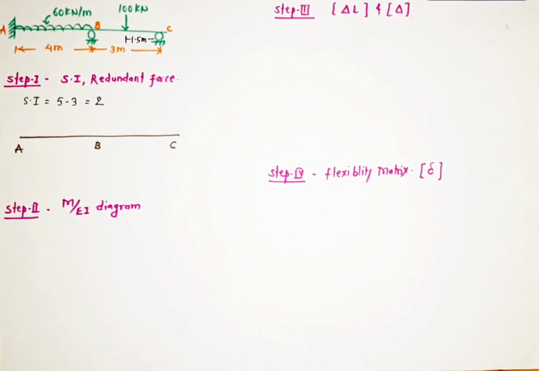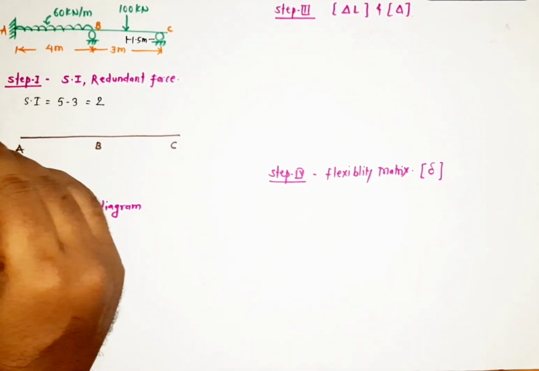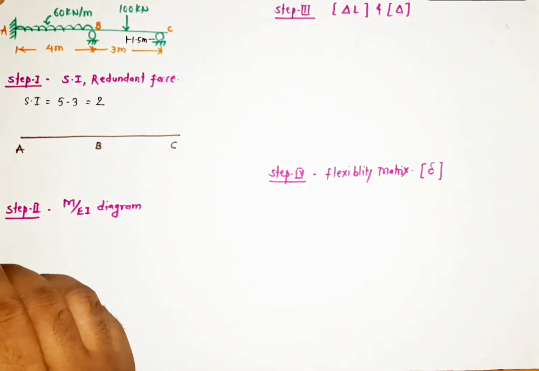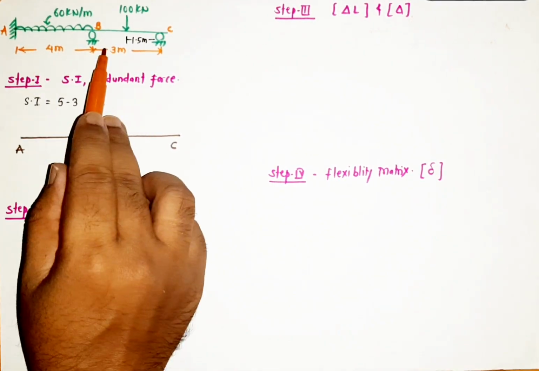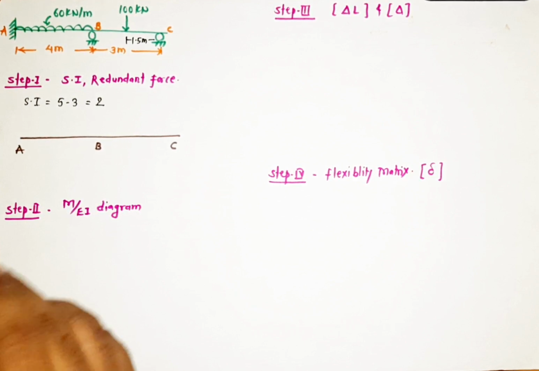In this video, we will discuss the stiffness matrix method for beams. Let us solve this problem, span ABC, which is a propped cantilever. Step 1, we want to identify the static indeterminacy of this particular beam and the redundant forces along this beam.